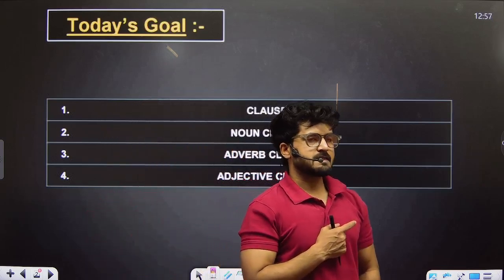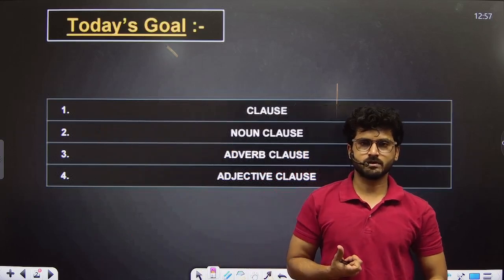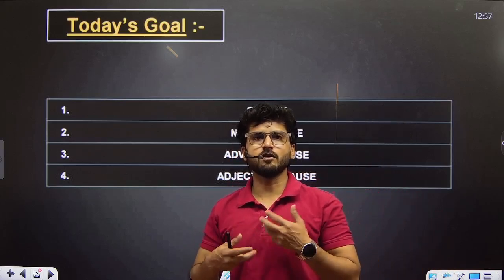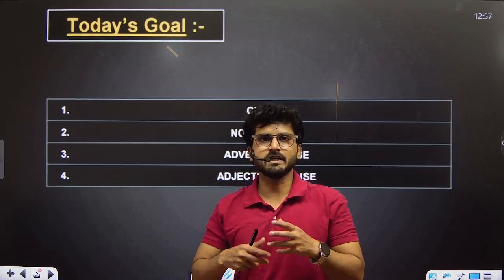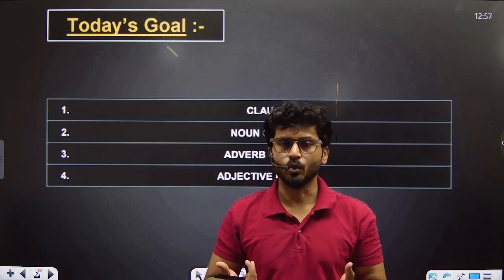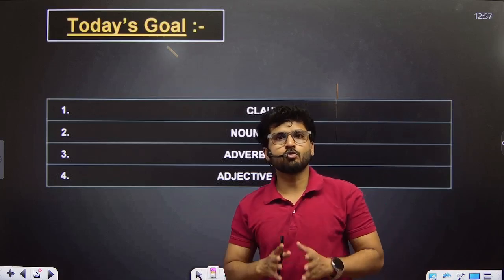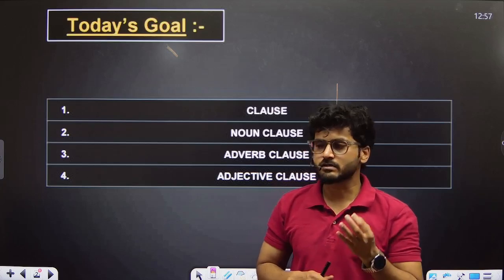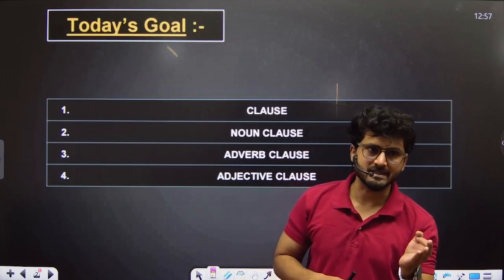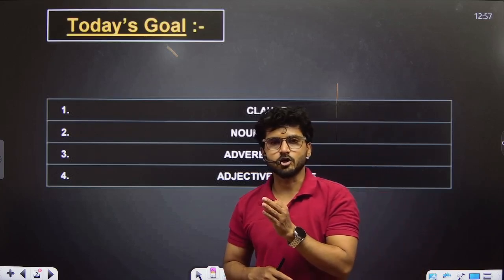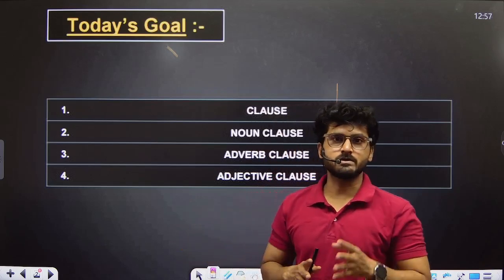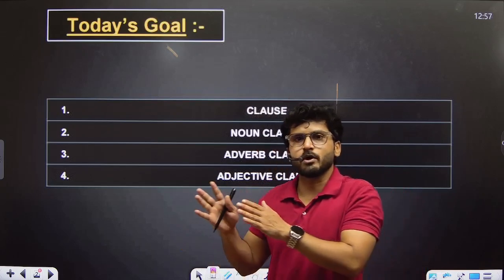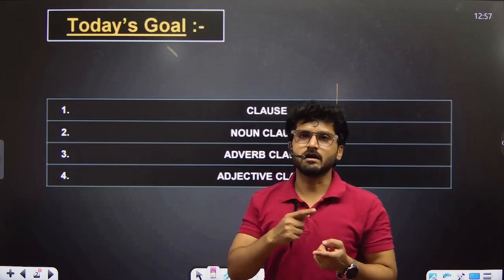Suppose I say "in that room", or I say "the blue car". Are you getting the information? Are you getting complete sense? No, you are not getting the complete sense here. So those groups of words which don't convey a complete sense are termed phrases. They don't have verbs in them. They will not contain a verb. And coming to clauses, they contain verbs.